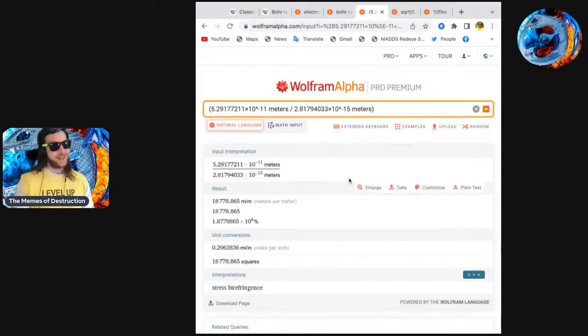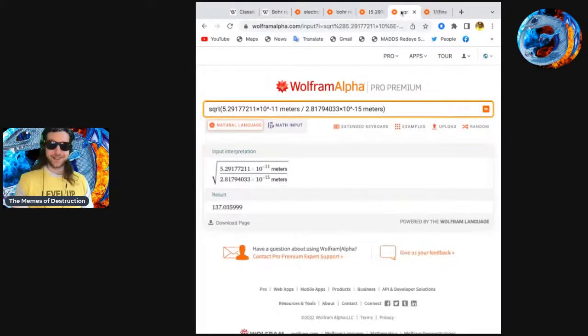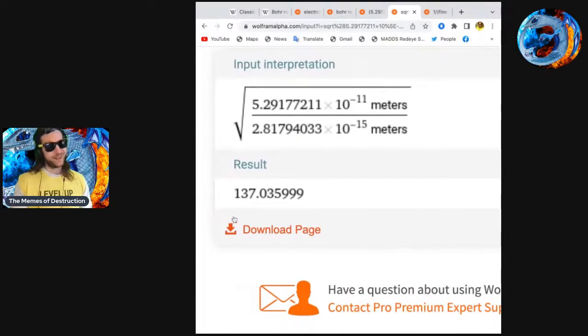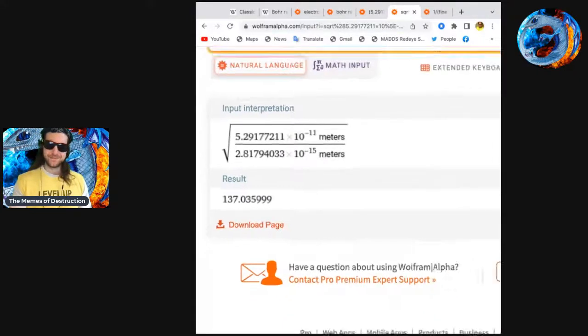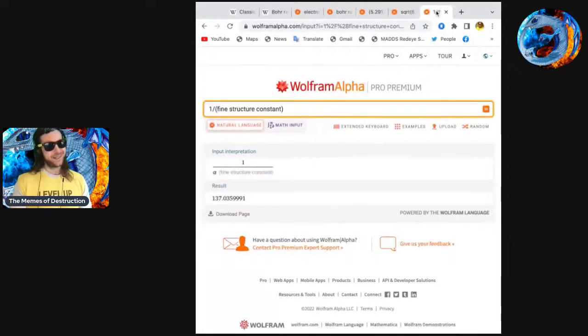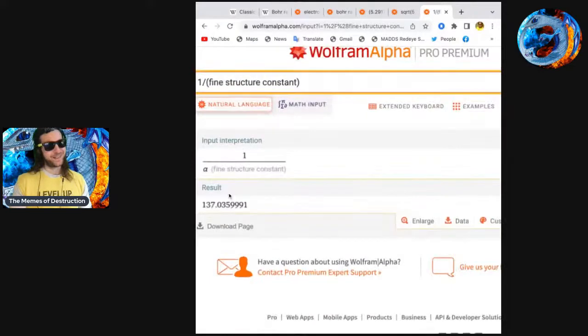But okay, I'm like, what happens if I take the square root of this thing? You take the square root of that computation. Huh. 137.035999. That number looked familiar, because 137 seems to come up a whole lot in physics, especially when there's a very slight deviation there. What could that be? We do 1 over the fine structure constant.